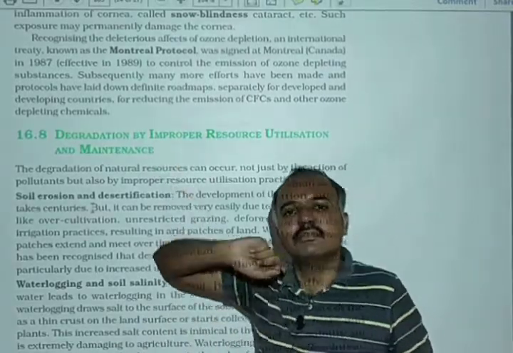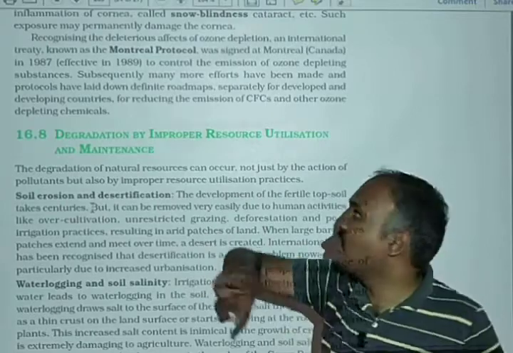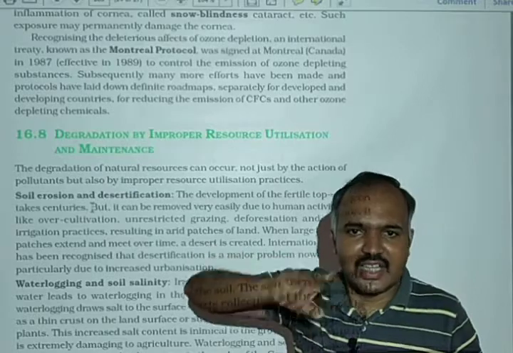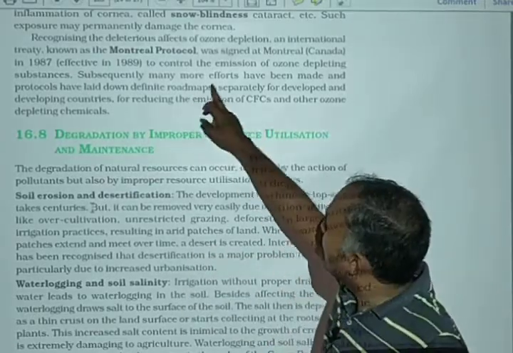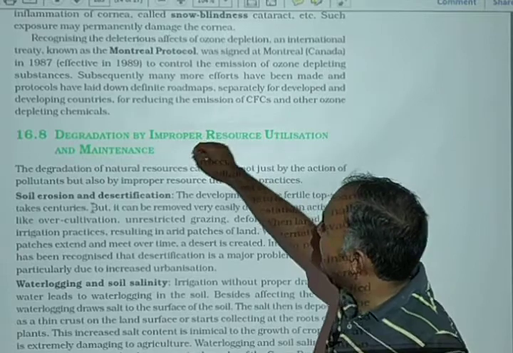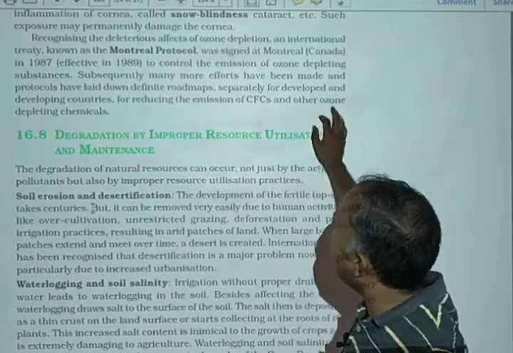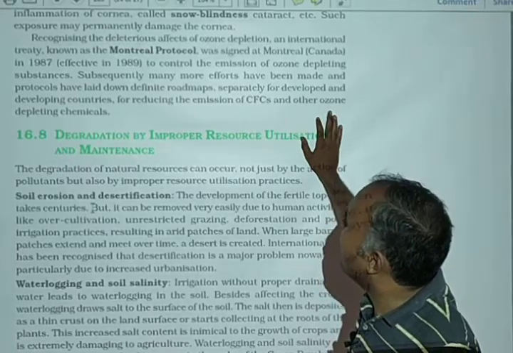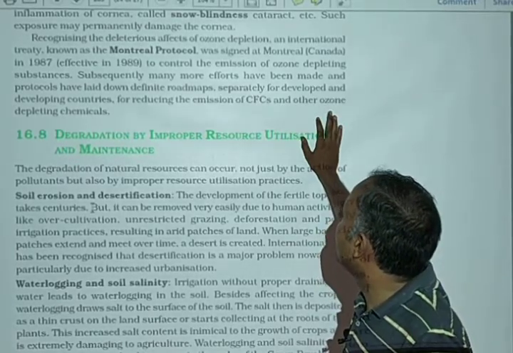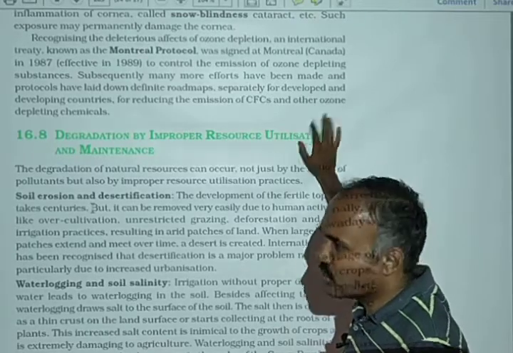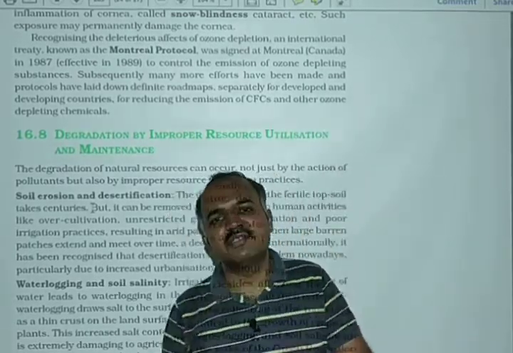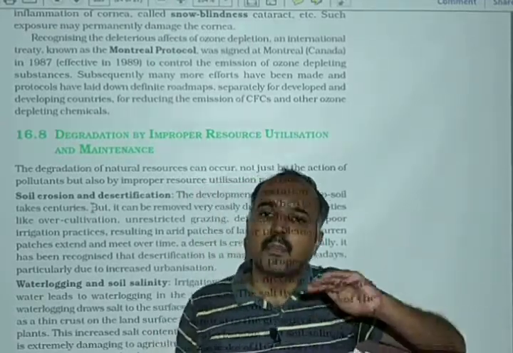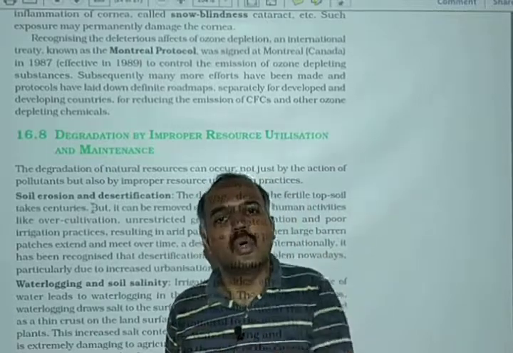That treaty became effective in 1989. To control the emission of ozone depleting substances, subsequently many more efforts have been made, and protocols have laid down defined roadmaps separately for developed and developing countries for reducing the emission of CFC and other ozone depleting substances. Many such treaties were signed to reduce the production of substances leading to ozone depletion.